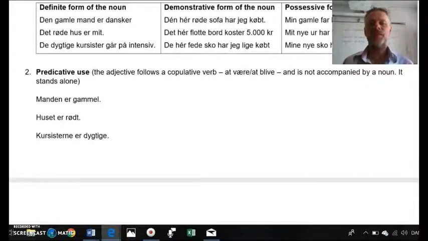The second use of the adjective is the predicate use. That means that the adjective follows a copulative verb, and in Danish, that is at være or at blive, and is not accompanied by a noun. It stands alone. Here are some examples. Manden er gammel. The man is old. Huset er rødt. The house is red. Kursisterne er dygtige. The students are talented.